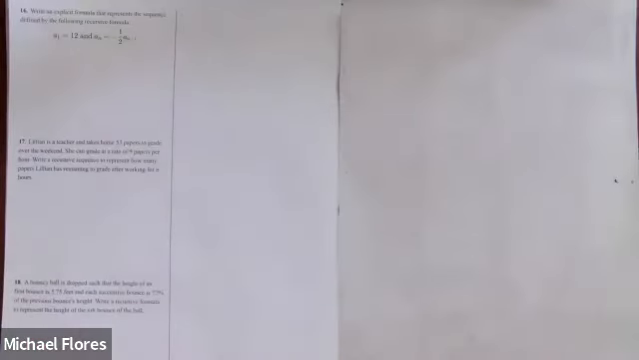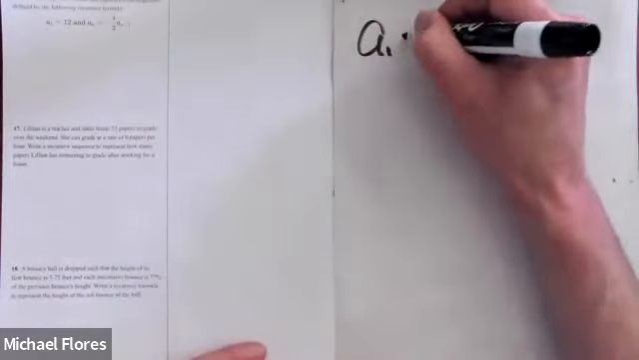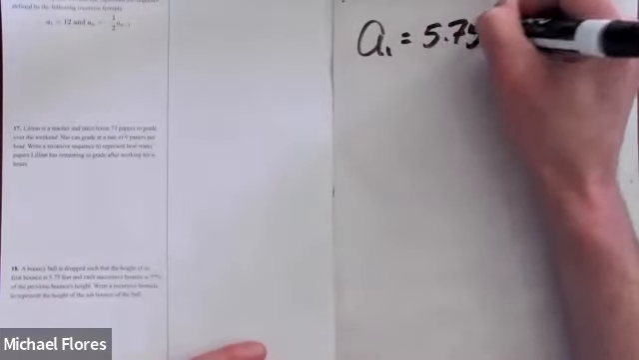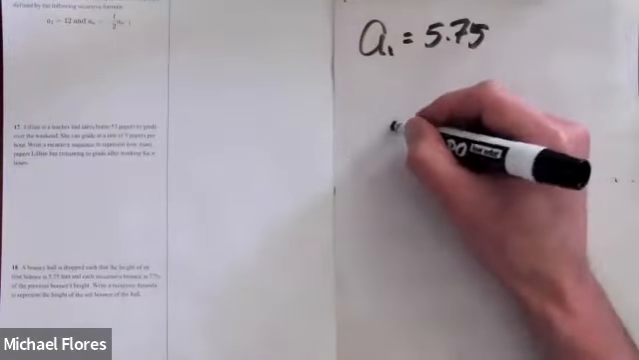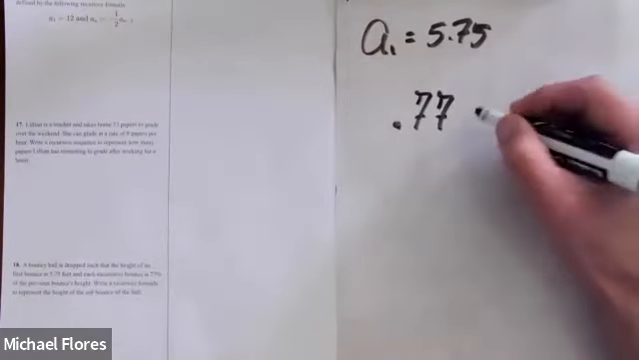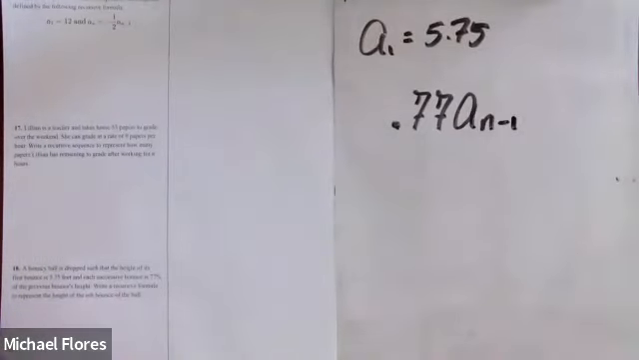And then last, the bouncy ball. A bouncy ball is dropped such that the height of its first bounce is 5.75 feet and its successive bounce is 77% of the previous bounce's height. Write a recursive formula to represent the height of the nth bounce of the ball. Well, the first bounce of the ball was 5.75. The reason why we can start a subscript 1 here is because that is the first bounce. From that point on, its successive bounce is 77% of the previous height. So just convert that to a decimal and multiply that by a subscript n minus 1. We now have our starting point and we now have our formula.